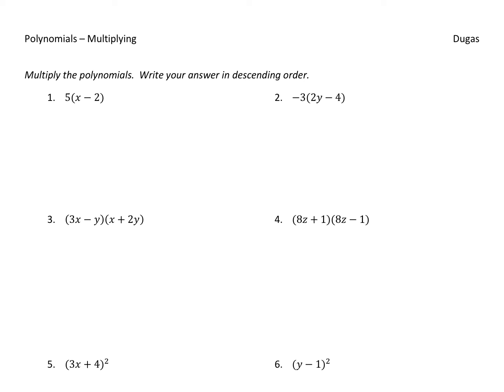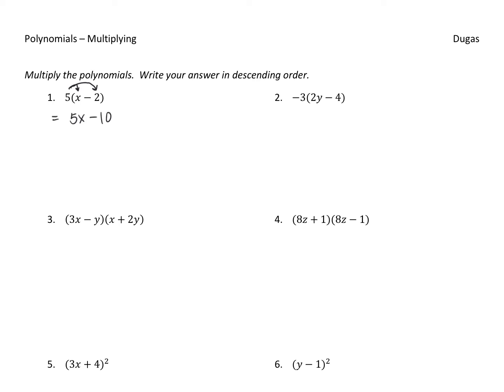So the first one, we have a monomial, the 5, times a binomial, the x minus 2, and we want to make sure that the monomial is applied to everything in the parentheses following it. So we want to multiply 5 times each of the 2 terms in the parentheses. So we've done this before. It's the distribution property. So 5 times x is 5x, and then 5 times negative 2 is negative 10. So 5x minus 10 is the product of 5 times the difference of x and 2.